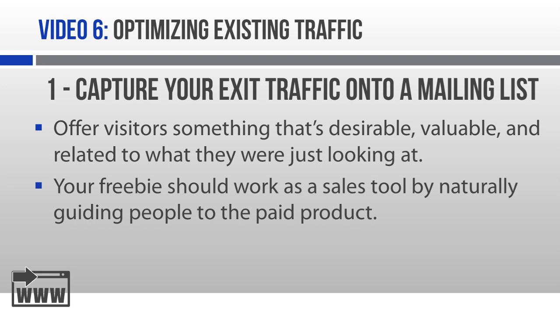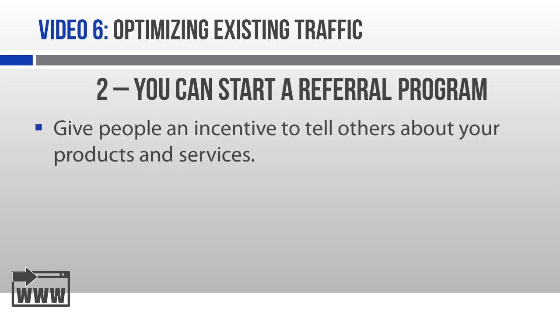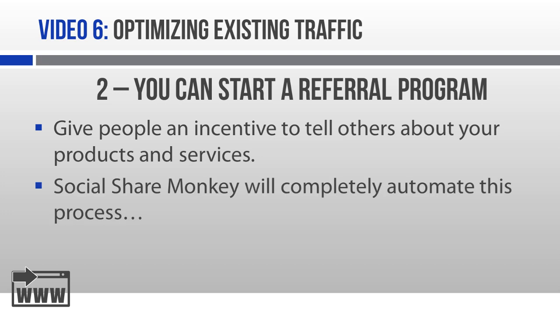Moving on then. The second thing you can do to optimize your existing traffic is to start a referral program. And this is where you give your existing prospects and customers an incentive to tell others about your products and services. Now, here's a cool tool alert. You can use the Social Share Monkey app to completely automate this process, as the app unlocks your free gift for your visitors only after someone has shared your content on Facebook, Twitter, or some other social media. The free gift you offer might be a product such as a video, an ebook, or maybe even software, or you might offer a discount coupon on your products or services.